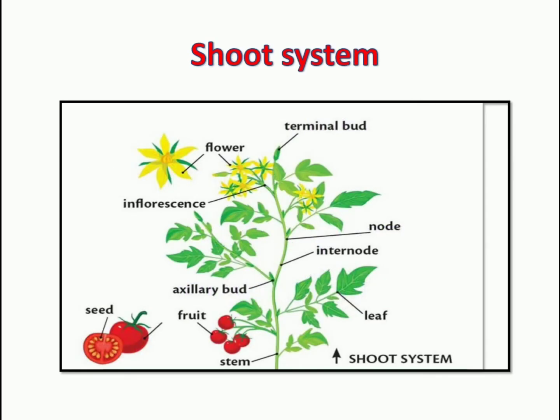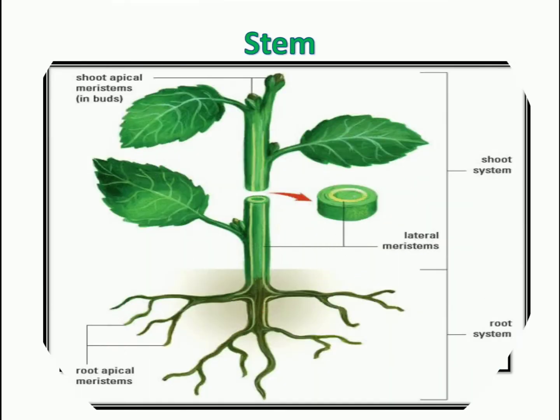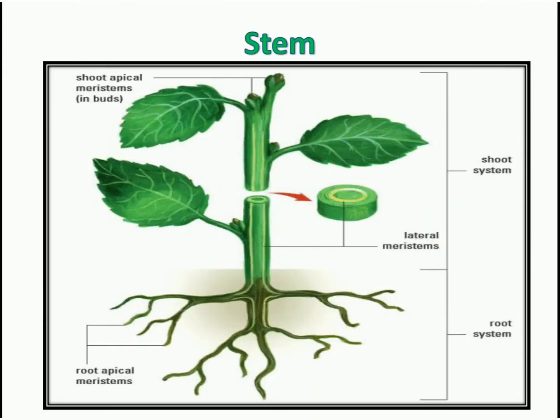The part of a plant which grows above the soil is called the shoot system. The shoot system includes stem, leaves, flowers, fruits and seeds. First, what we are going to see is stem.